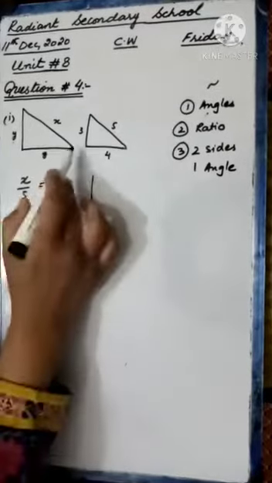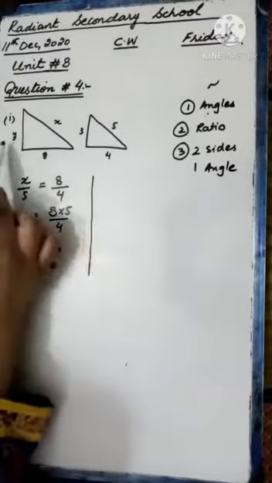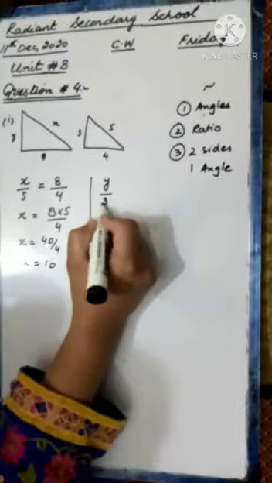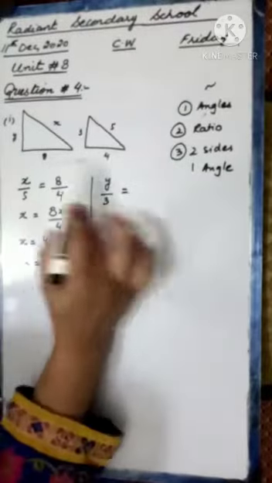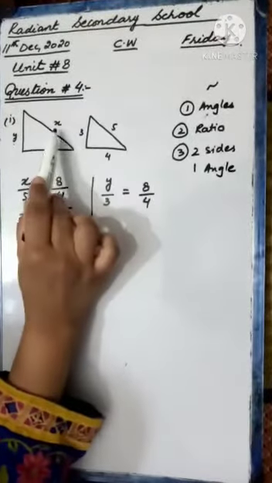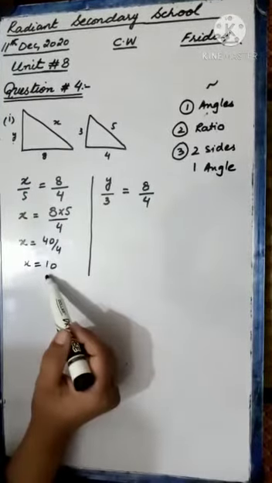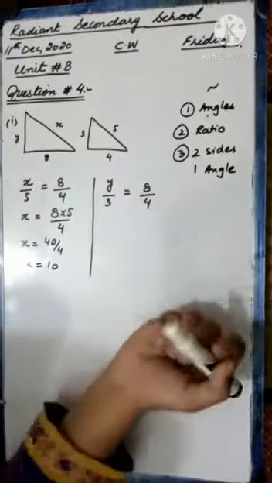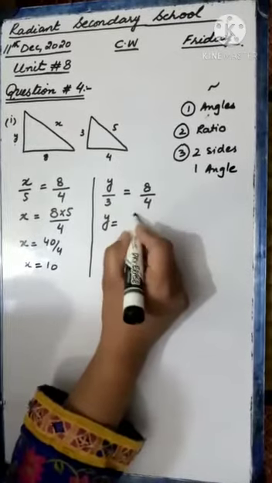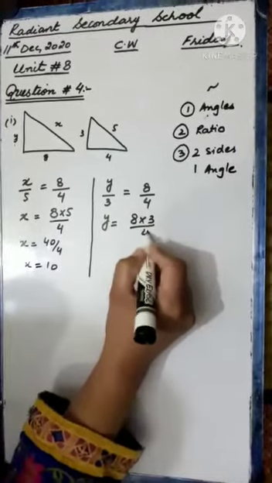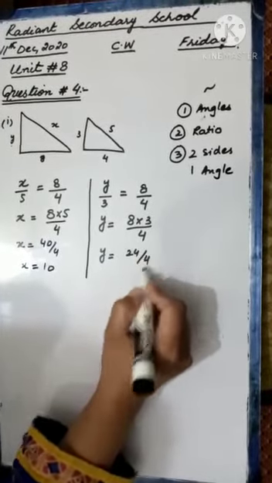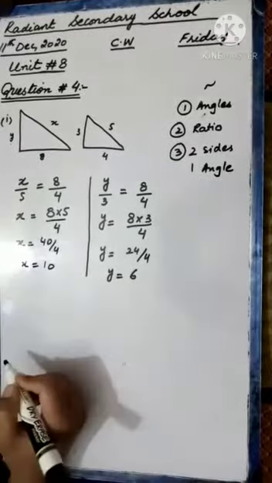Now with the same pattern we can find the value of y. For y, the corresponding side will be 3, so y ratio 3 will be equal to 8 ratio 4. You can also take x ratio 5, because the value of x is now given as 10, so you can also take 10 ratio 5. In this way you can find the value of y. 3 is dividing here, so on the other side it will be multiplied. 8 into 3 is 24, 24 by 4, so y will be equal to 6.